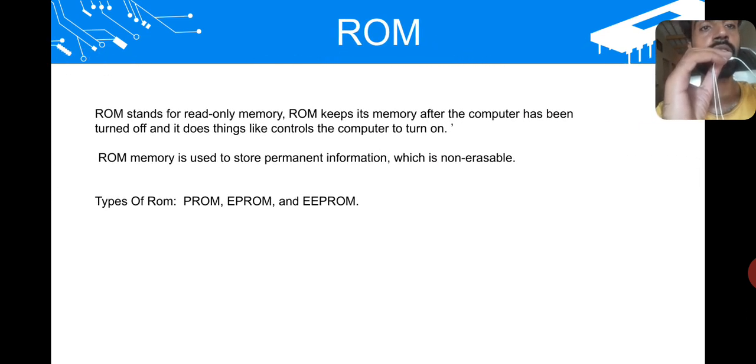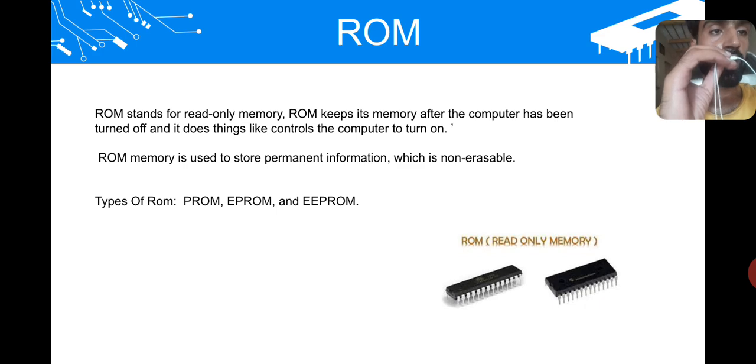ROM stands for read-only memory. ROM keeps its memory after the computer has been turned off. It does things like control the computer as it starts up. ROM memory is used to store permanent information, which is non-erasable. Types of ROM: PROM, EPROM, and EEPROM. ROM, read-only memory.